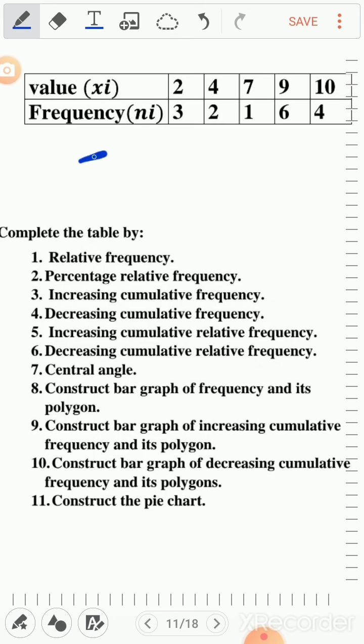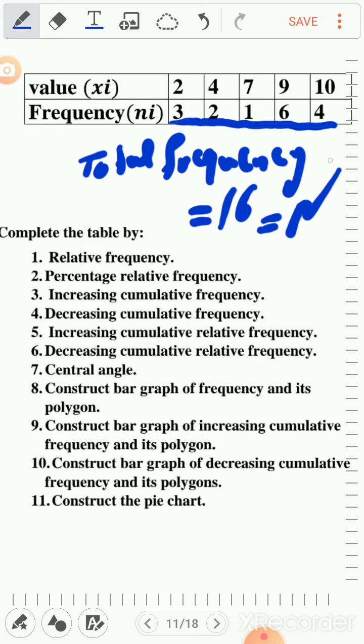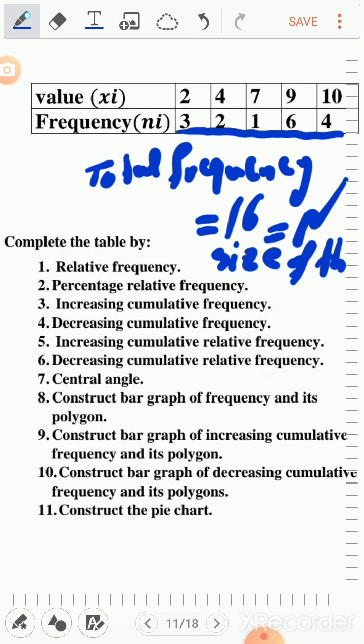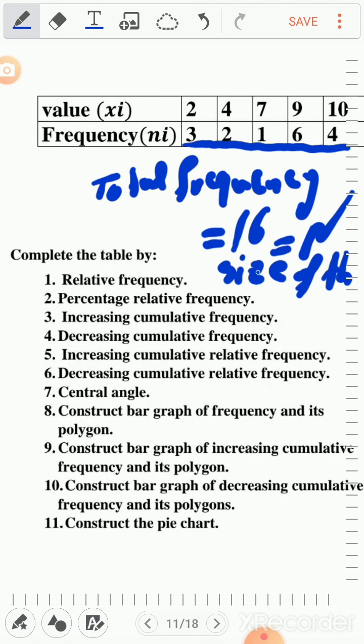The total frequency is the summation of these 3, 2, 1, 6, 4. 3 plus 2 is 5, plus 1 is 6, plus 6 is 12, plus 4 is 16. So the total frequency is 16, which is N. It is also called the size of the population.